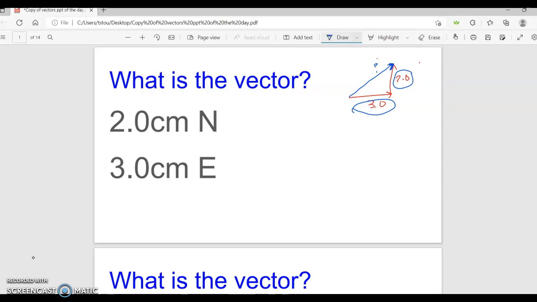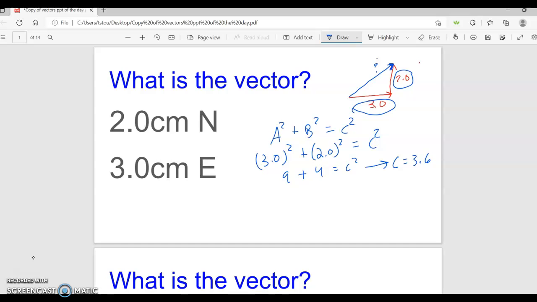So when I'm going to do that, the first thing I need to do is figure out the length. So finding out the length, a squared plus b squared equals c squared. This is all trig right here. So I'm going to call my a squared my 3, and my b my 2, and my c squared is my hypotenuse. So I'm going to do some math. 9 plus 4 equals c squared. 9 plus 4 is 13. The square root of 13 is 3.6. C equals 3.6. That's my length.